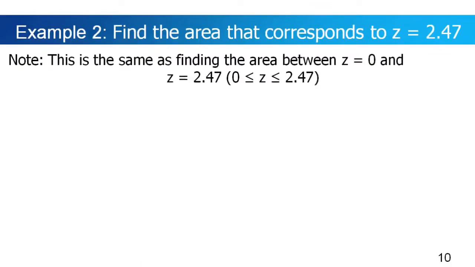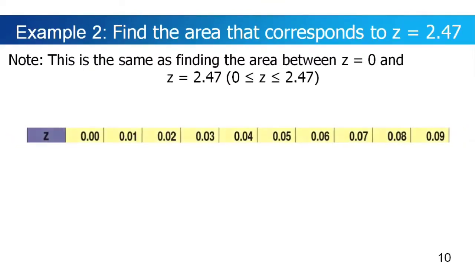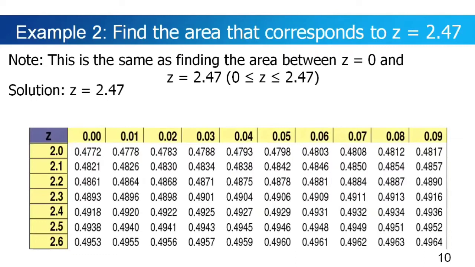Example number 2. Find the area that corresponds to z is equal to 2.47. This is the same as finding the area between z is equal to 0 and z is equal to 2.47. Using our interval symbol, that is z is greater than or equal to 0 but less than or equal to 2.47. So for our solution, z is equal to 2.47.